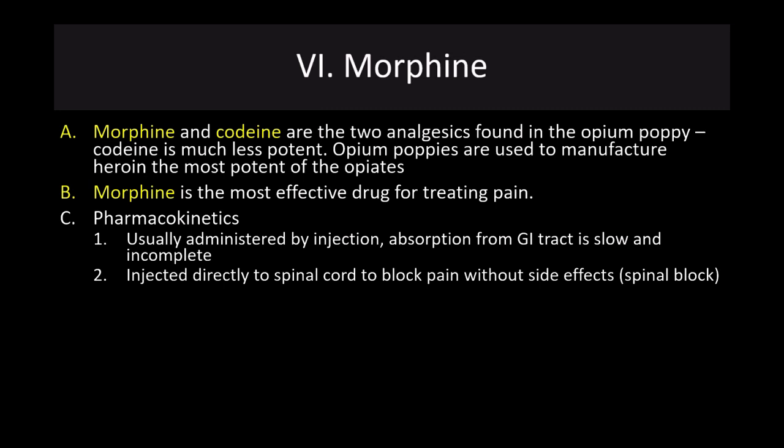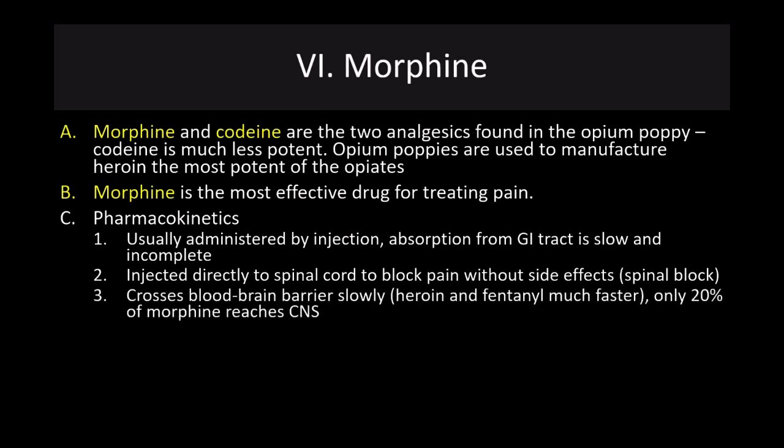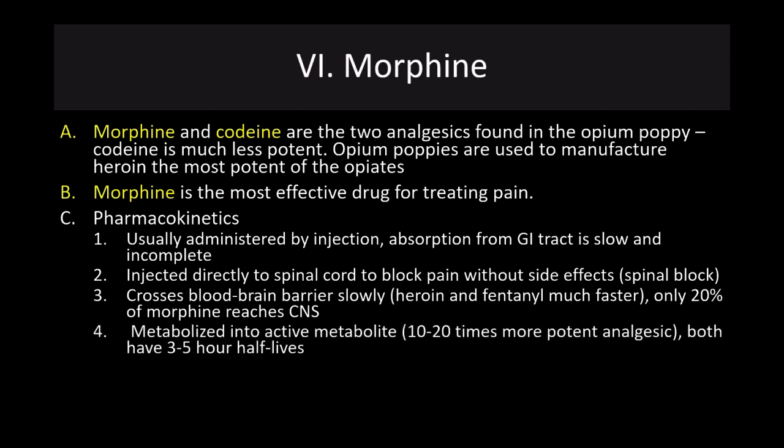It can be injected directly to the spinal cord to block pain. That's usually what we do with a spinal block. It does cross the blood-brain barrier slowly. Heroin and fentanyl cross much faster, which is why these drugs have a much greater abuse potential. Only 20% of injected morphine reaches the central nervous system.